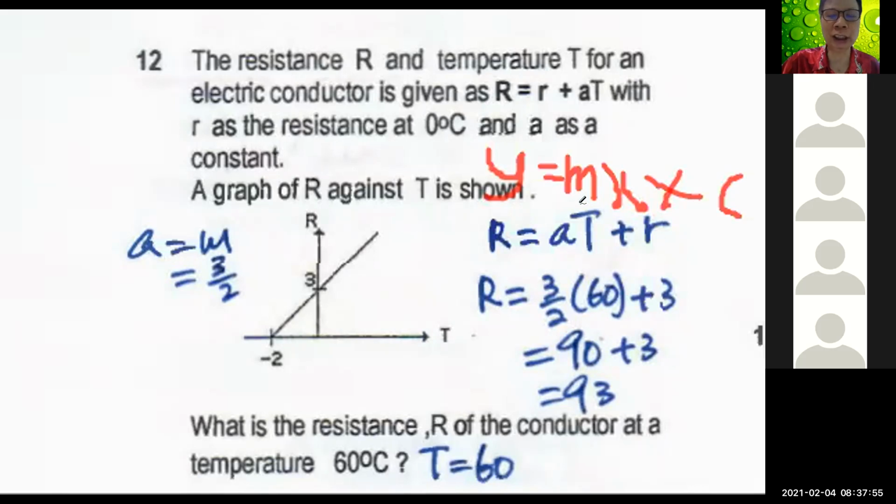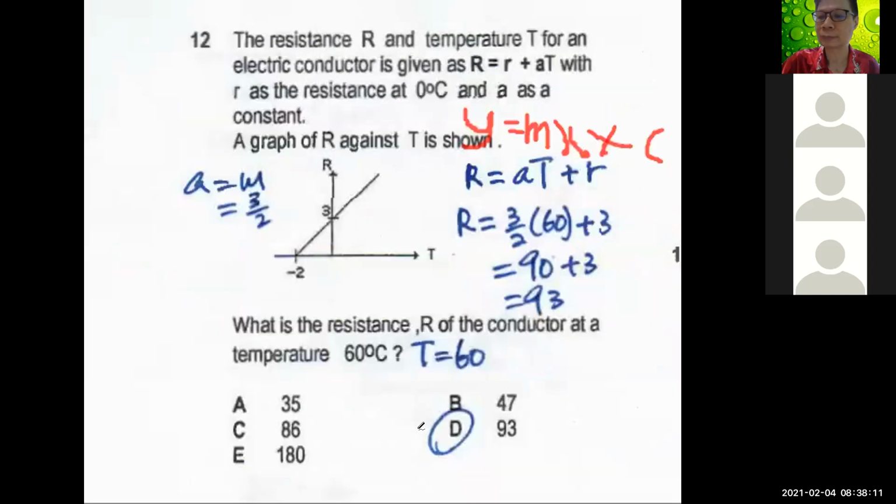The temperature T is 60, given in the question, so put here 60. R is the y-intercept c. You see here the y-intercept is 3, so the R is replaced by 3. So you calculate, you get 93. Okay, can I understand? Joel, do you understand? Yes, sir. Understand now?